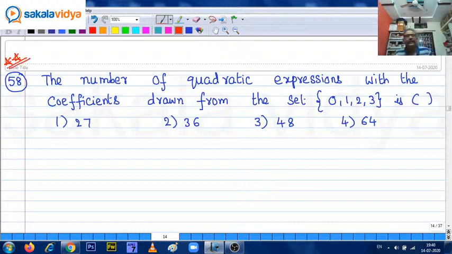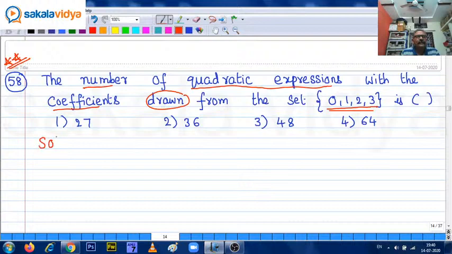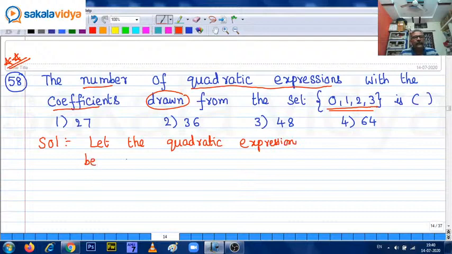Fifty-eight. The number of quadratic expressions with the coefficients drawn from the set 0, 1, 2, 3. First solution: let the quadratic expression be f(x) = ax² + bx + c.